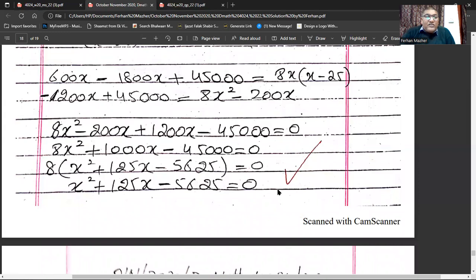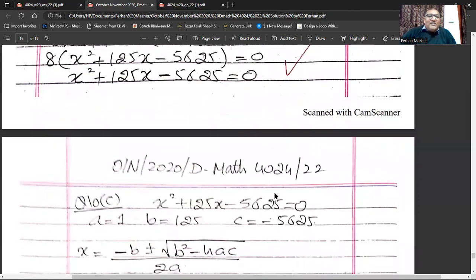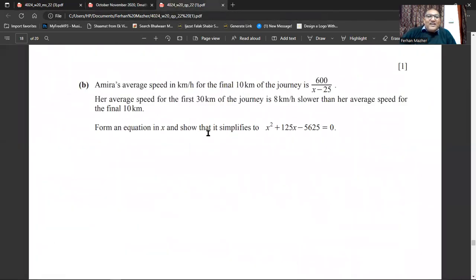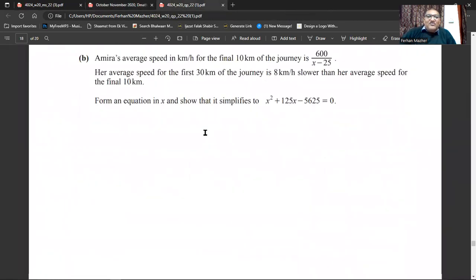So that 8 will go to the other side and divide there. 0 divided by 8 will become 0. So you will have x square plus 125x minus 5625 equals 0. This is the equation which they asked us to show, and that was a 3 marks question.